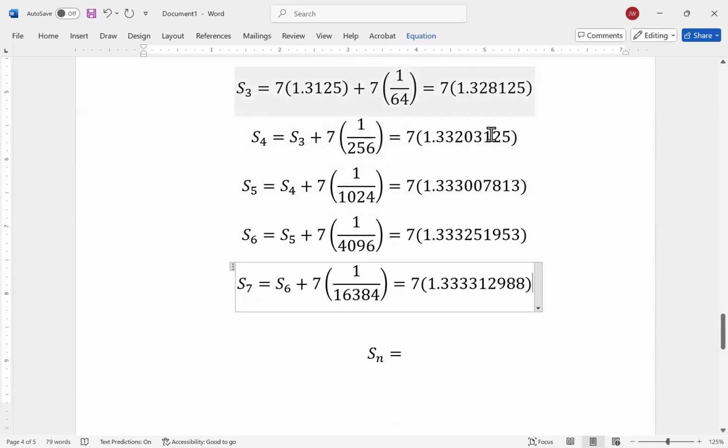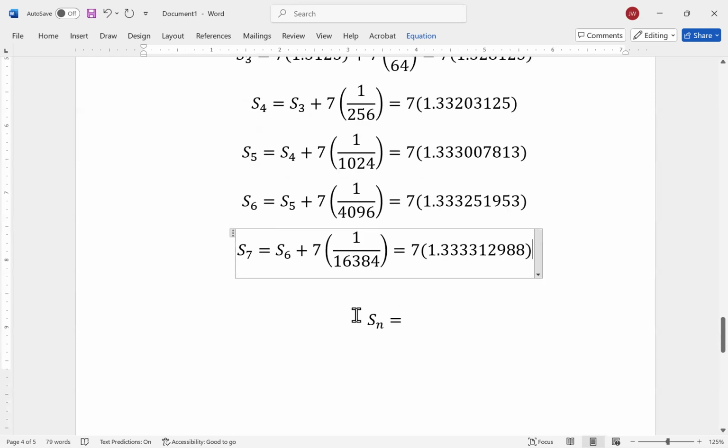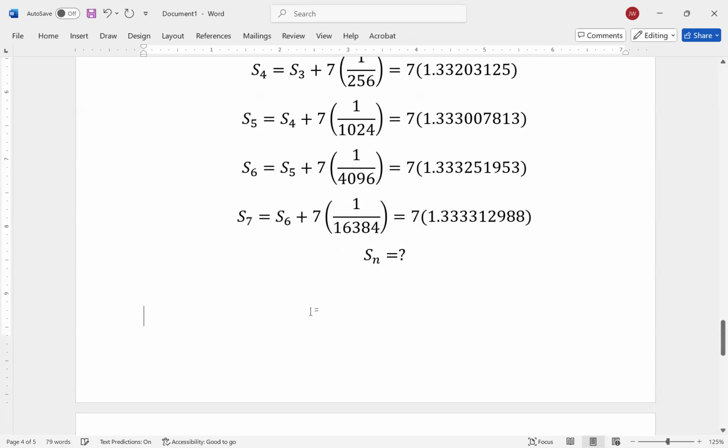Now, there's no good fractional pattern for S of n here. But hopefully you can see that this is getting closer and closer to 1.3 repeating. So just based off of what we see in the decimal version, while we don't have a great fractional pattern that I can write as my S sub n, I can still say the limit of S sub n looks like it's going towards 7 times 1.3 repeating.